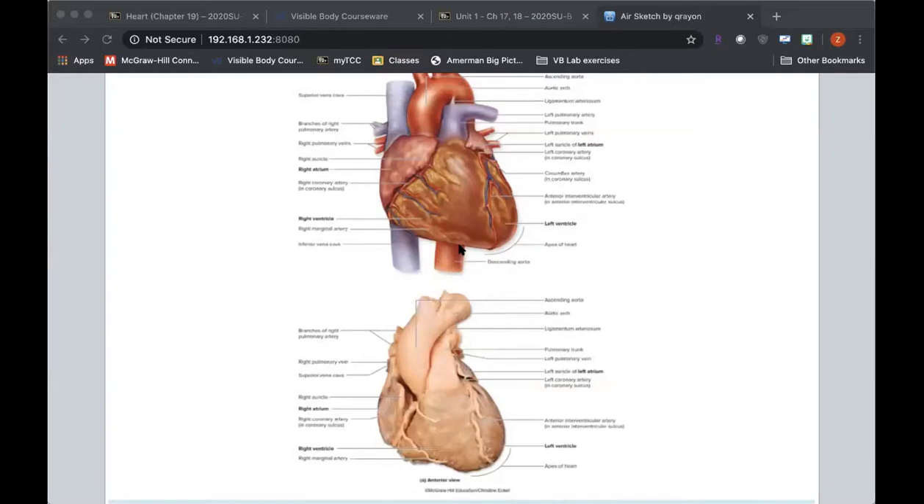I want to point out these features that sometimes escape our attention. These things that look like flaps on the superior part of the heart, which, by the way, this whole part of the heart is called the base. And the pointy part is called the apex. But those flaps are known as auricles.